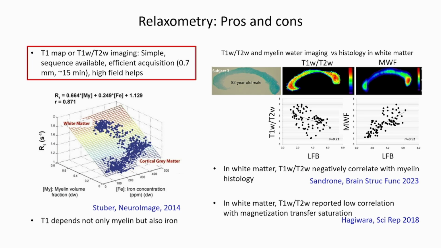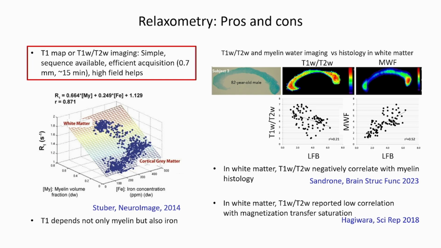For example, T1 is not only dependent on myelination, but also dependent on iron concentration. And in the cortex, we have large variations of iron concentration, so it becomes a complicating factor. Another limitation of this T1 over T2 ratio imaging is the fact that if you look at the white matter and check their values, sometimes it can go really wrong.